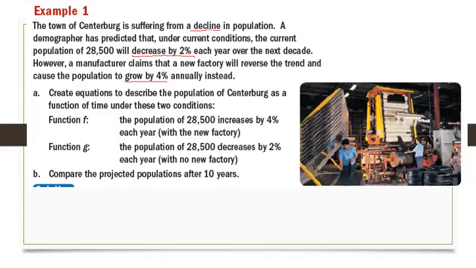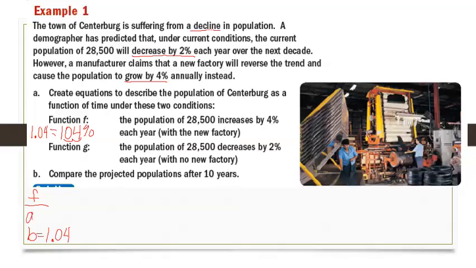So function f is going to be increasing by 4% with the new factory, and function g is going to show a model for the population decreasing, so that's without the new factory happening. So if we are growing, that means we're going to keep the original population each time. So we're going to keep our 100% and then increase by 4, which means our growth factor is going to be 104%. Now we want to change 104% into a decimal. So remember, you move the decimal place 2 points over, so we get 1.04. So if we're talking about function f, our growth factor b is going to be 1.04.